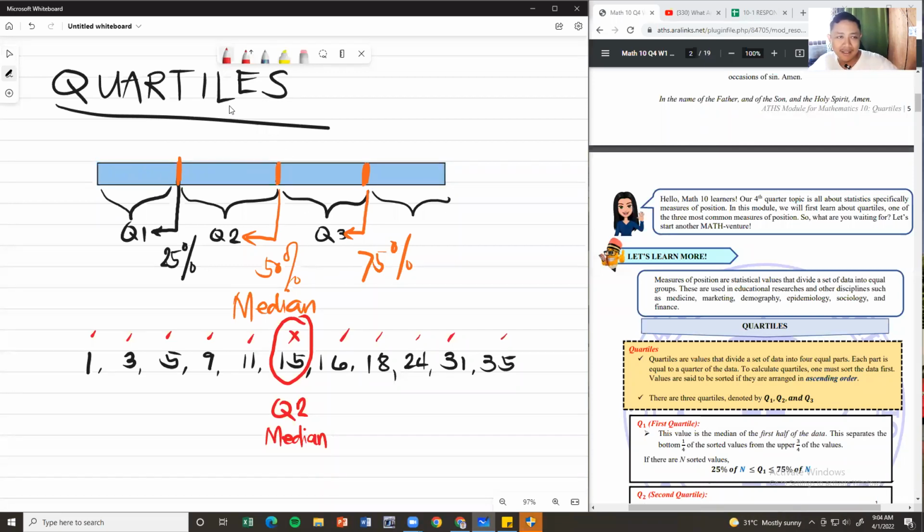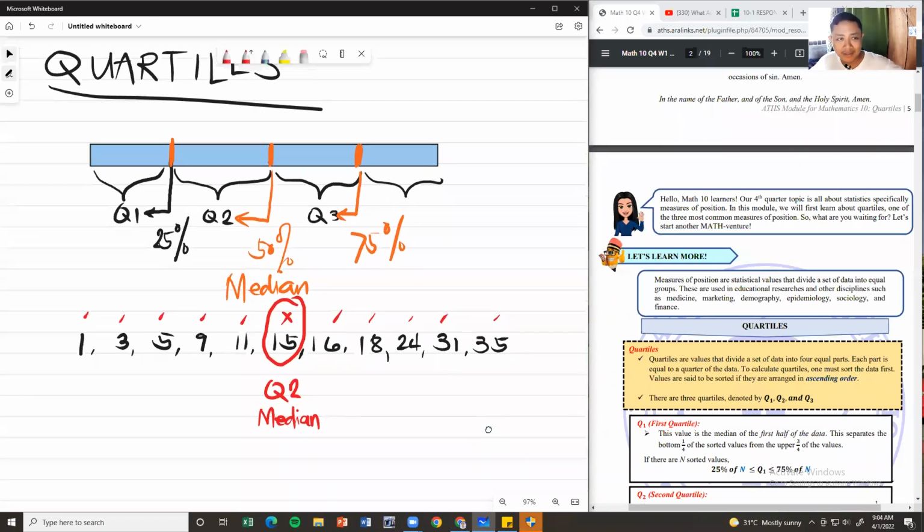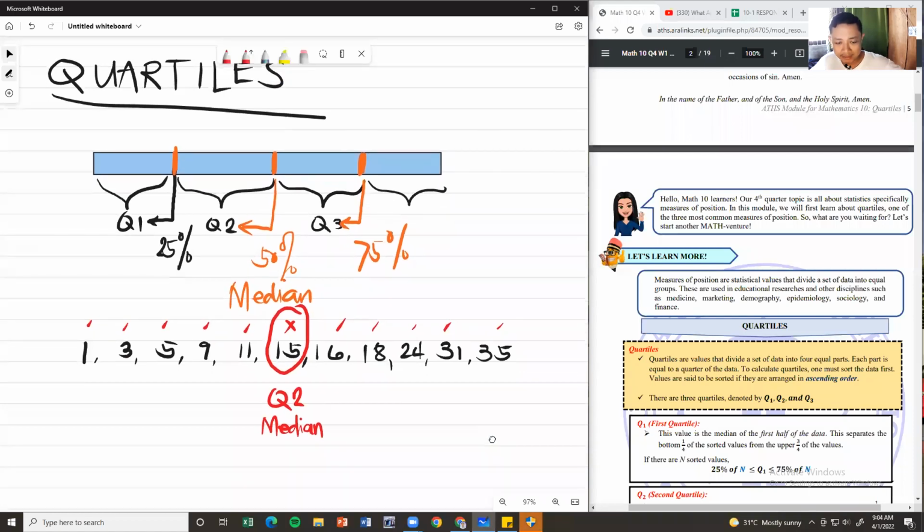Okay, very good. So, again, the best way to find this is to count your given and then get the middlemost value. Now your quartile 2 is 15. Of course, this will not be part anymore of your quartile 1 and quartile 3. Okay? We will interpret the data later.